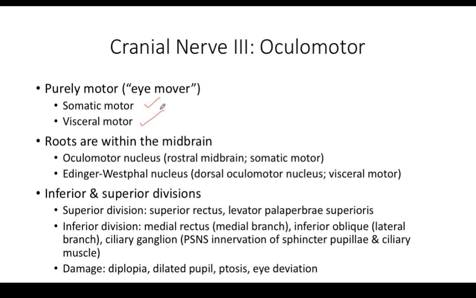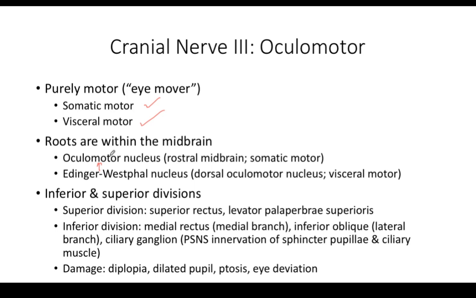The roots of the oculomotor nerve are within the midbrain, with what's called the oculomotor nucleus. And there's another area within the oculomotor nucleus called the Edinger-Westphal nucleus. Now, the oculomotor nucleus is on the rostral part of the midbrain, remember, towards the front. It's rostral to the aqueduct of Sylvius, or more generically, the cerebral aqueduct. I'll show you that in a moment.